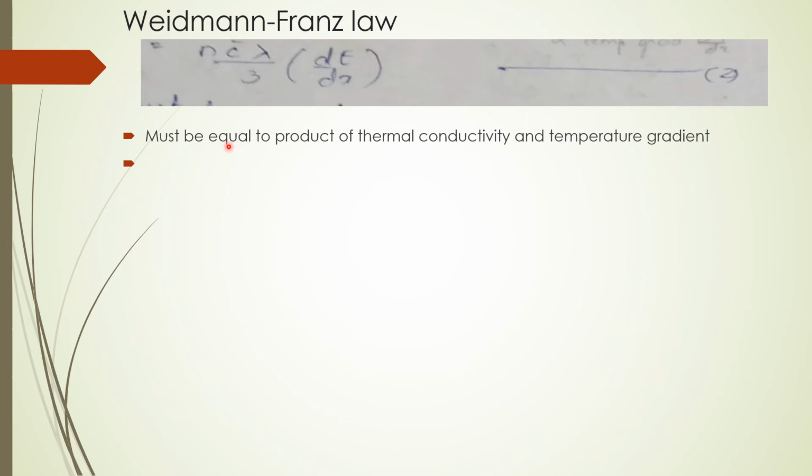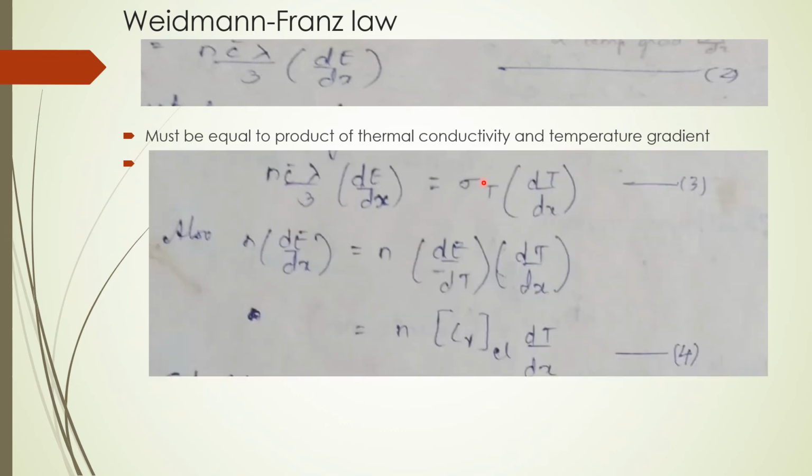This equation number 2 must be equal to the product of thermal conductivity and temperature gradient. So this is equal to sigma suffix T, which is thermal conductivity, and dT by dx, which is the temperature gradient. Equation number 3. Now we will consider n dE by dx, for which we will multiply and divide by dT. So this is n into dE by dT into dT by dx, where dE by dT is the electronic specific heat. So substitute Cv suffix El. Equation number 4.